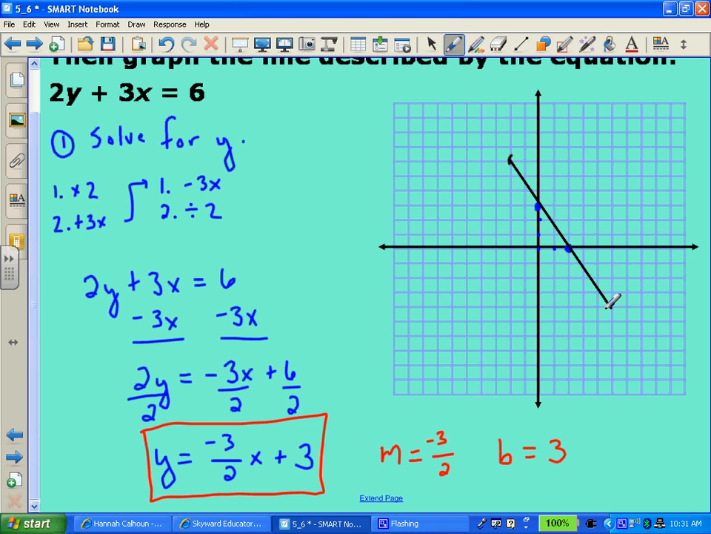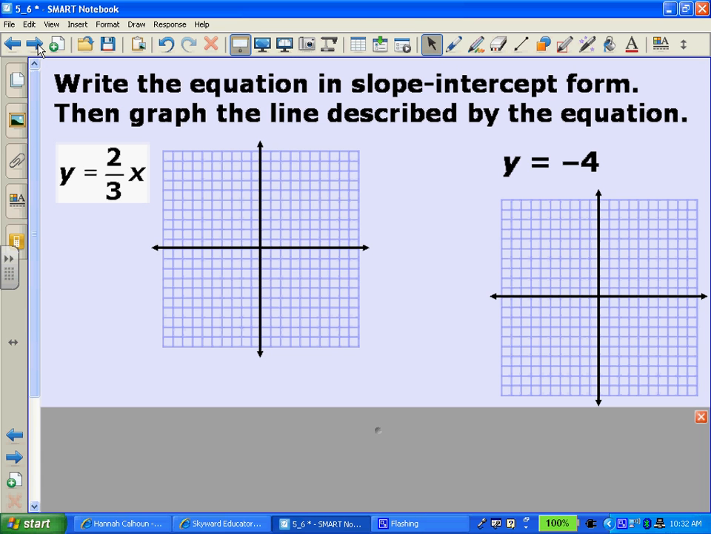Those, as you can see, require a bit more work, but that's okay because we like work. Once we get it in slope-intercept form, we go ahead and graph it. Now I have a few more examples here just to clear up some things that cause confusion sometimes.